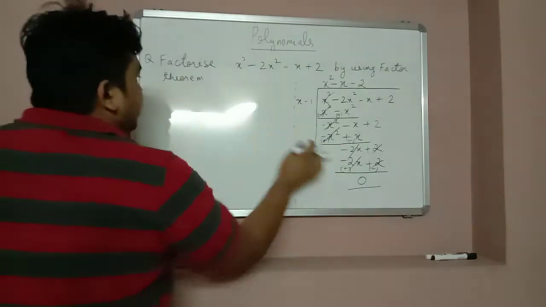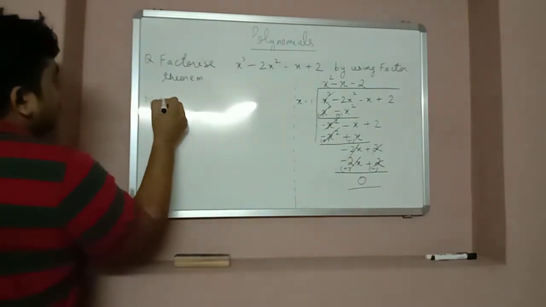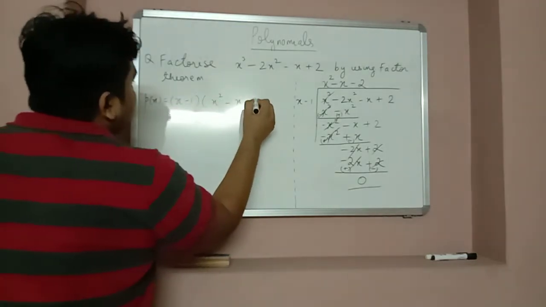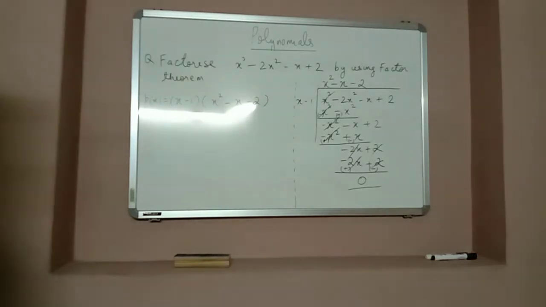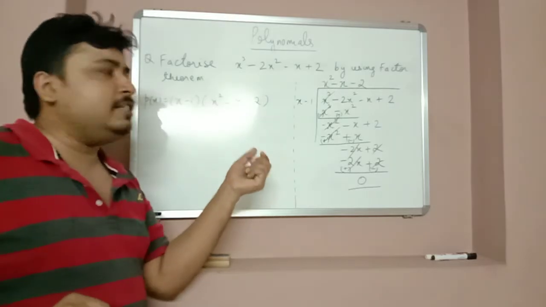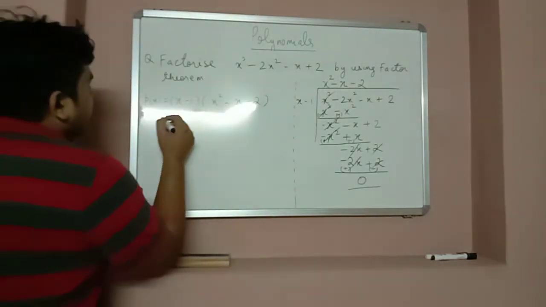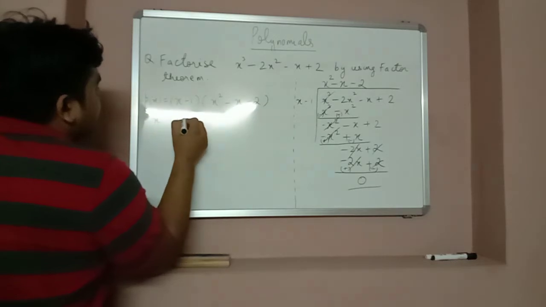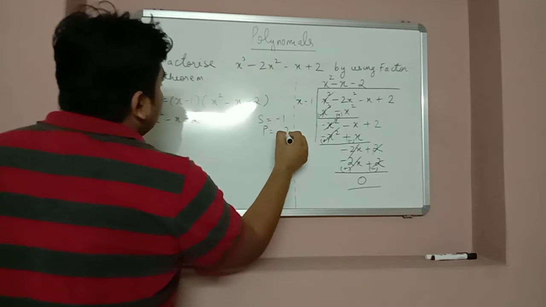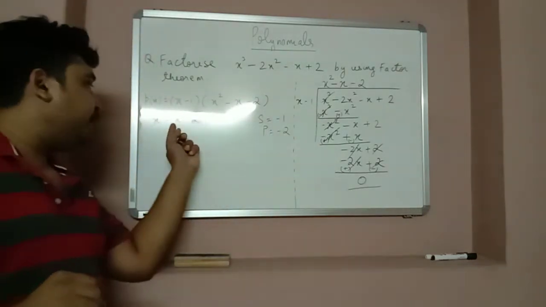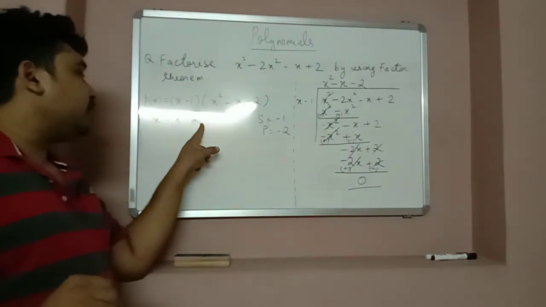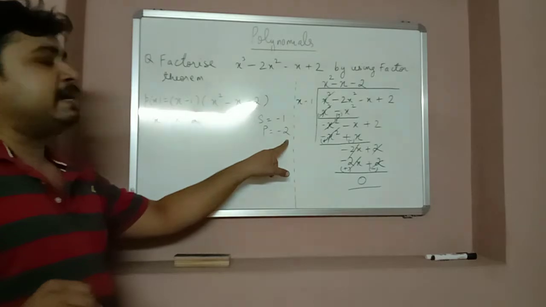So from this long division I can say that p of x, the polynomial, is equal to x minus 1 into x square minus x minus 2. Now x square minus x minus 2 can be easily further factorized using splitting the middle term. So I have x square minus x minus 2. Here sum is equal to minus 1 and product is equal to minus 2. Sum is the coefficient of x, that is minus 1, and product is the product of the constant term and the coefficient of x square. So here it is minus 2.